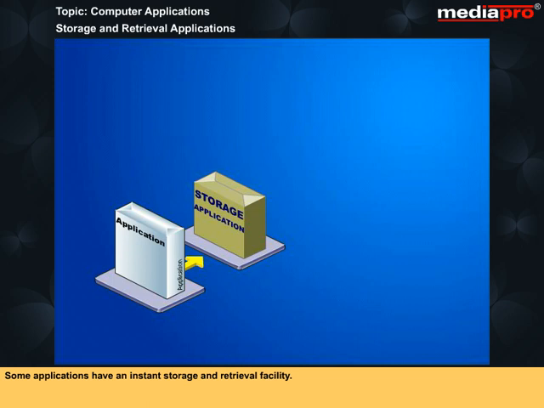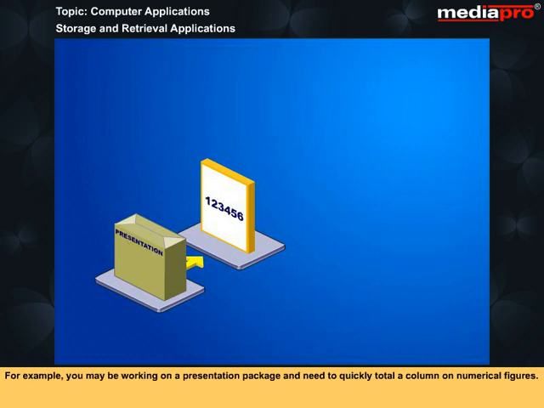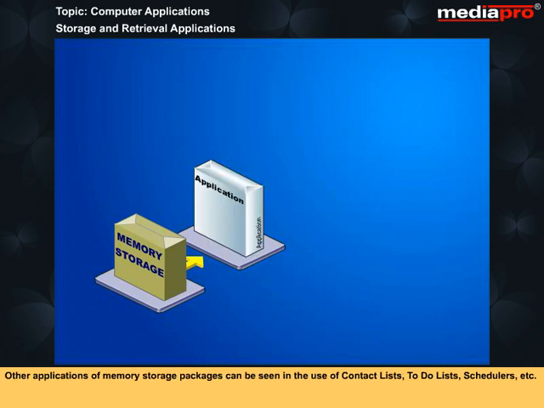Some applications have an instant storage and retrieval facility. These are memory storage packages that can be invoked by a single keystroke and are designed to perform instant tasks. For example, you may be working on a presentation package and need to quickly total a column of numerical figures. It would be very useful for you to invoke the calculator, a memory storage package, to compute the sum. Other applications of memory storage packages can be seen in the use of contact lists, to-do lists, schedulers, etc.